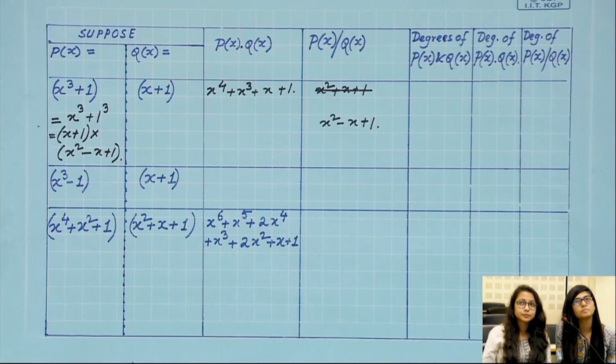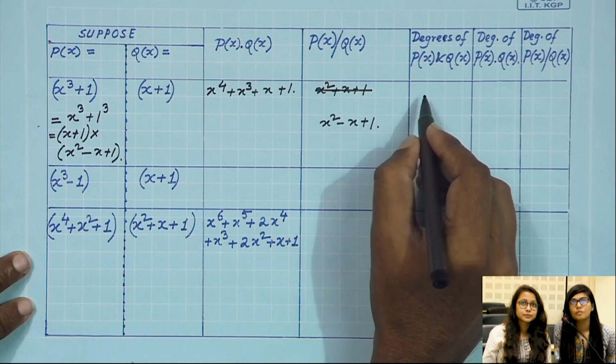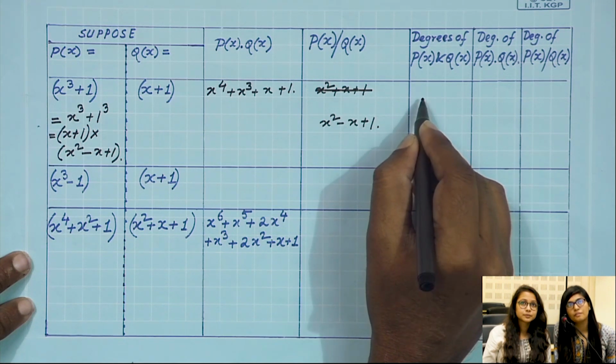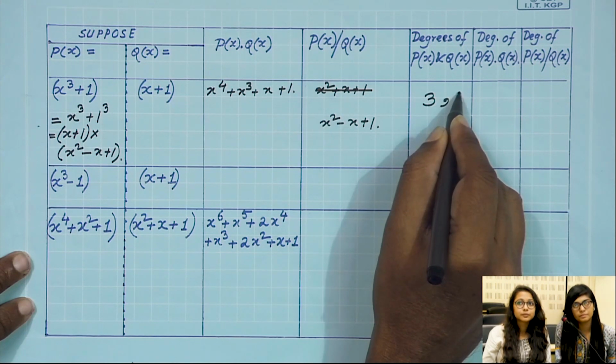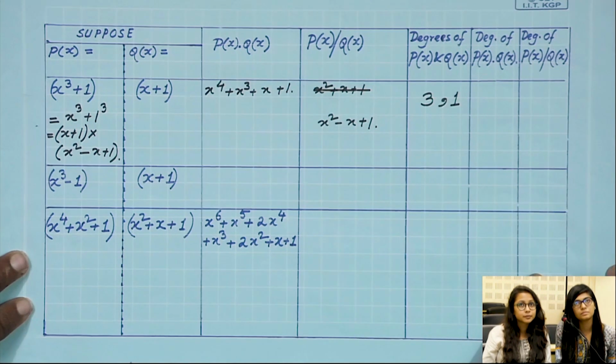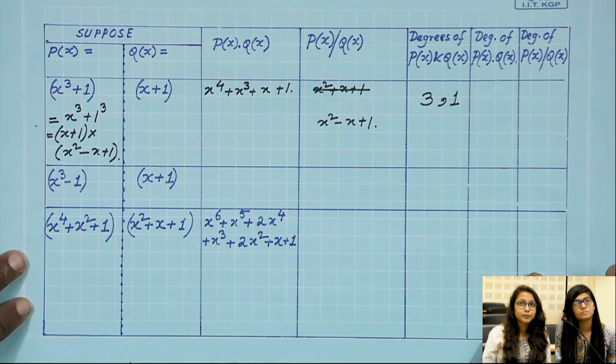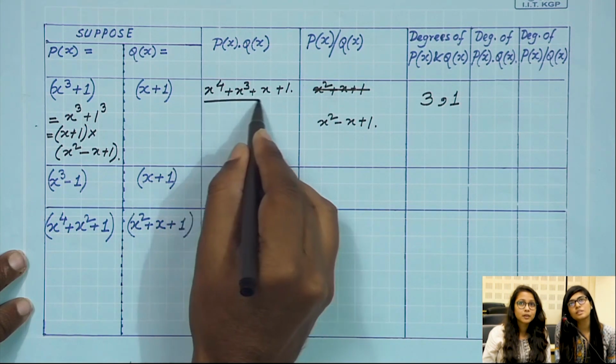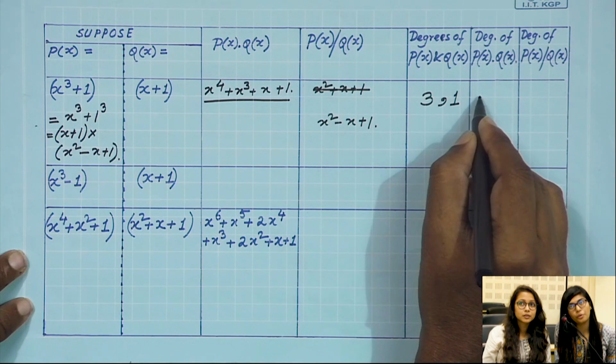Now, the degrees of Px and Qx. What are the degrees of Px and Qx? For Px, the degree is 3. For Qx, it is 1. Okay. And what is the degree of Px into Qx? For Px into Qx, the degree is 4.